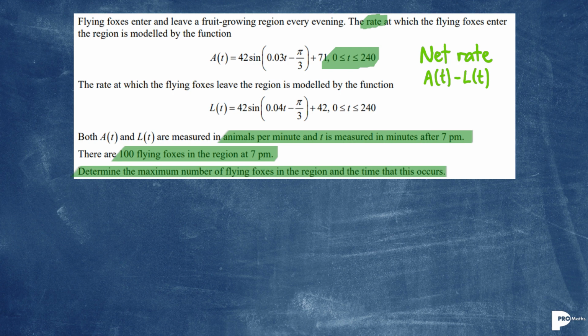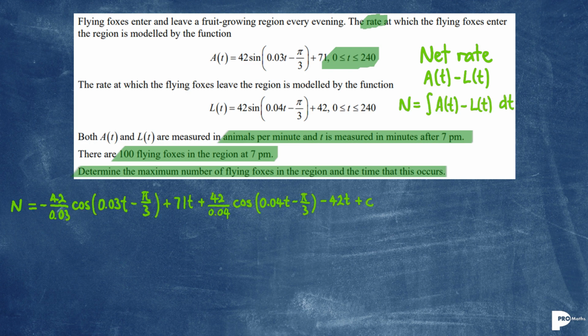Now, since this is a rate, if you integrate this with respect to time, you'll get a function for the number of flying foxes at any time. Call it n. So the integral of this is pretty straightforward. The integral of sine is negative cos, and just need to divide by the coefficient of the t. And to integrate the constants, you just give them a t. Be careful that you're taking away the second function, so watch out for those negative signs, but at the end of the day, this will simplify to this.